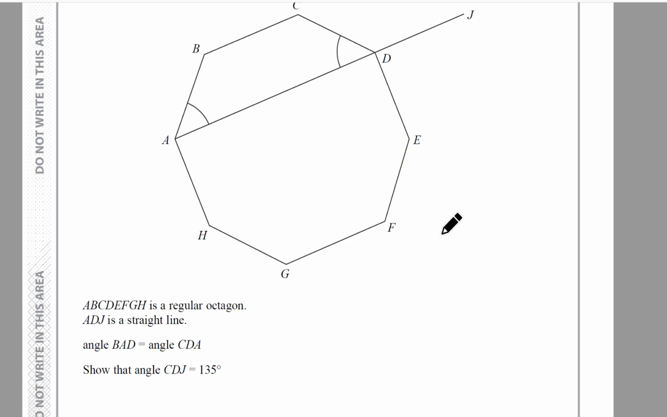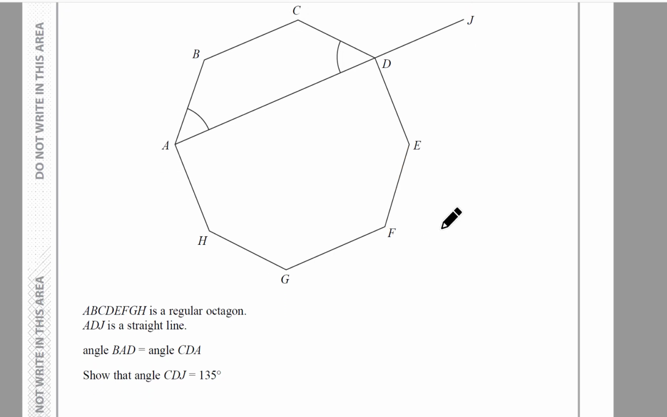Right, question 6. Let's see what we have here. We've got a regular octagon. That means all the sides are the same and the angles are the same. That's what the word regular means. ADJ is a straight line. Angle BAD, the angle in the middle, equals, so these two are equal. Okay, show that angle CDJ, so we're talking about CDJ here, and you need to show that it equals 135.